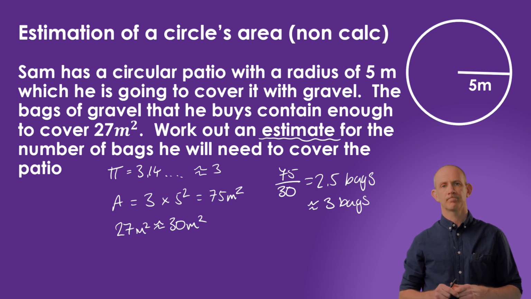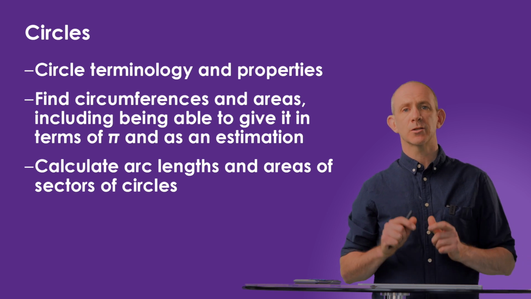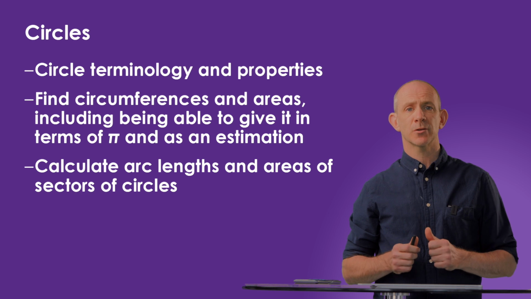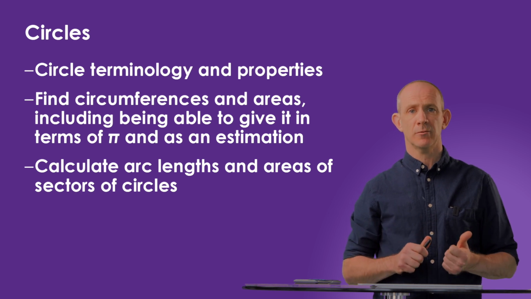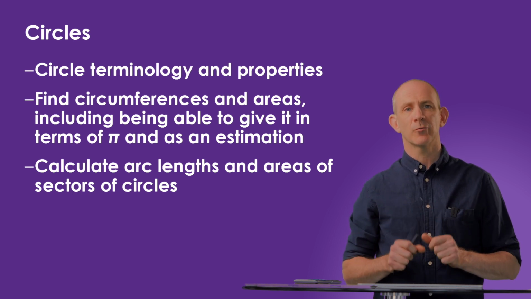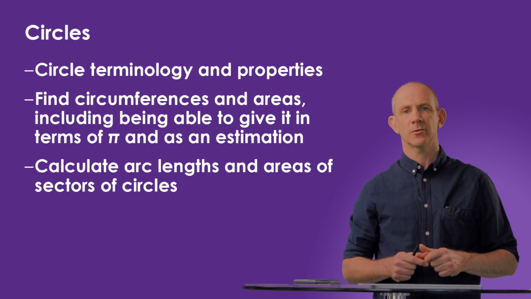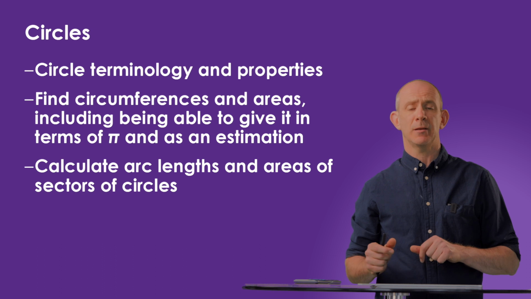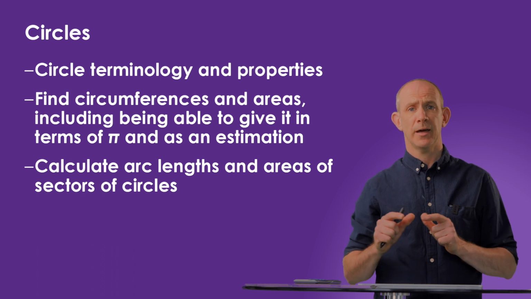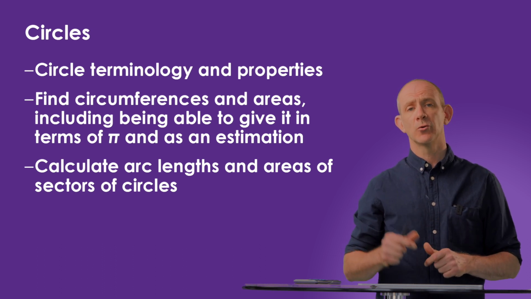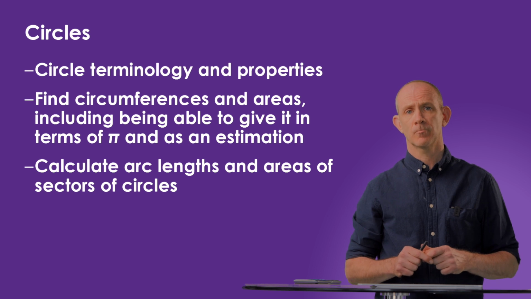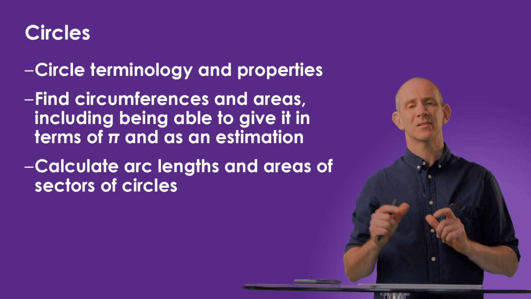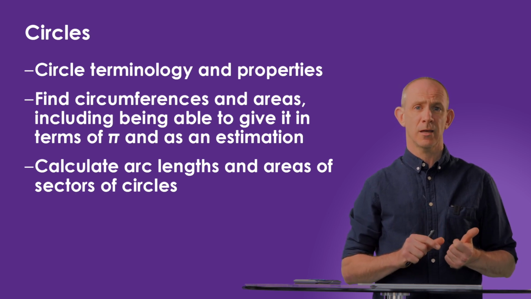In this video, we looked at the terminology that we use with circles, how to find the circumference of a circle, which is pi times diameter, and how to find the area, which is pi times the radius squared. We reviewed how to answer those questions in both a decimal and in terms of pi, and then we also looked at estimation. We looked at using the circumference and area equations to help us calculate the arc lengths and the area of sectors of a circle.